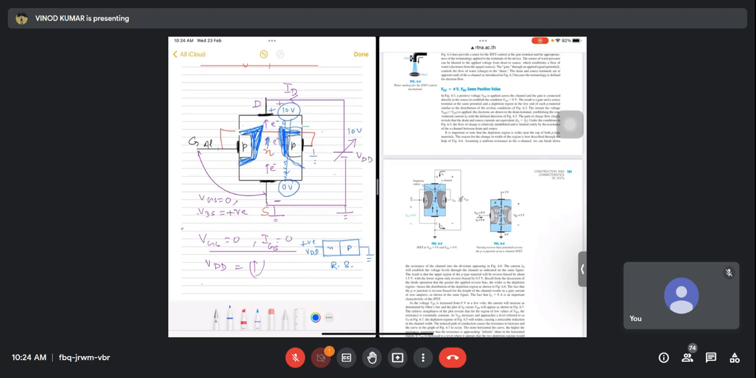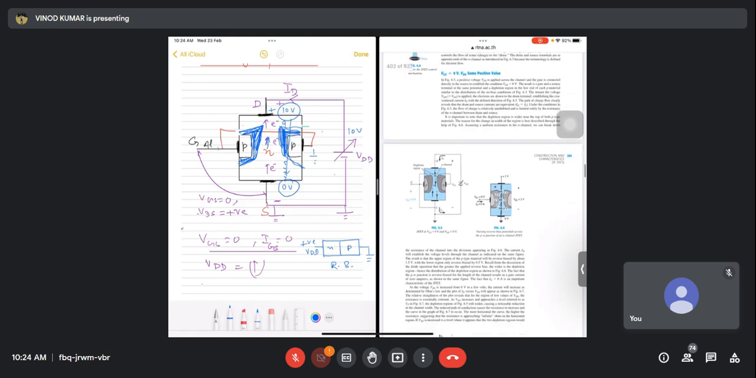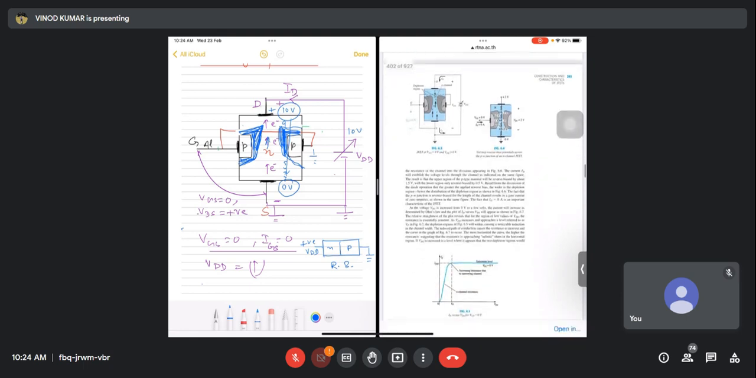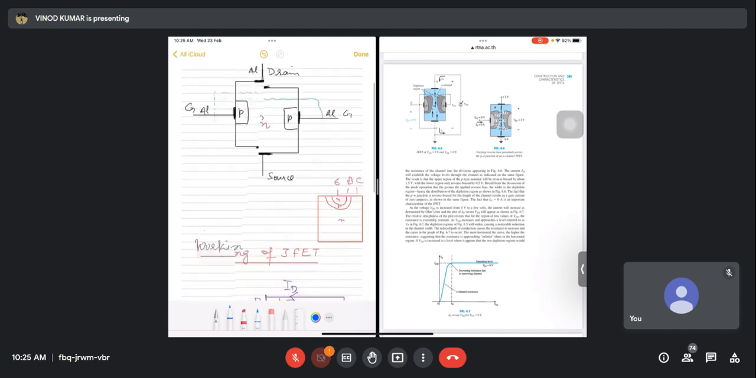And the current is flowing across this because of this VDD, right? So if you increase this VDD, that means you are increasing this point. What will we do?